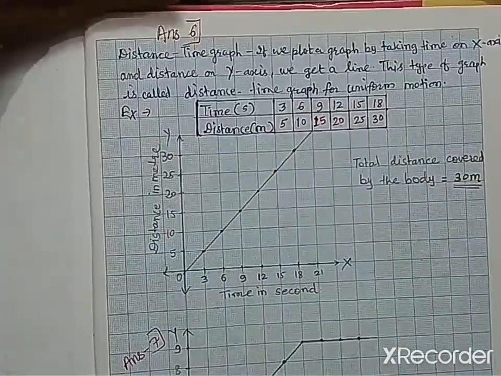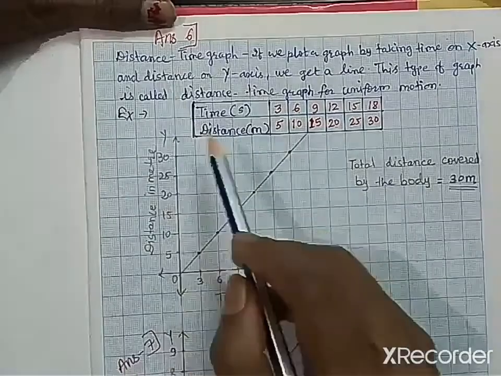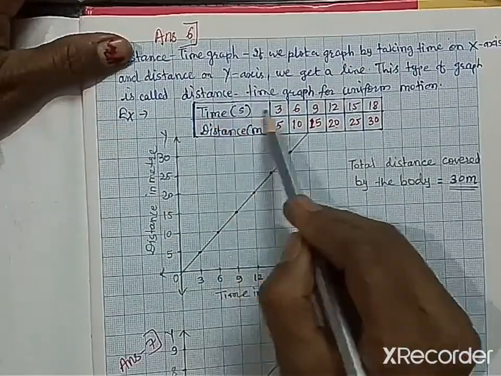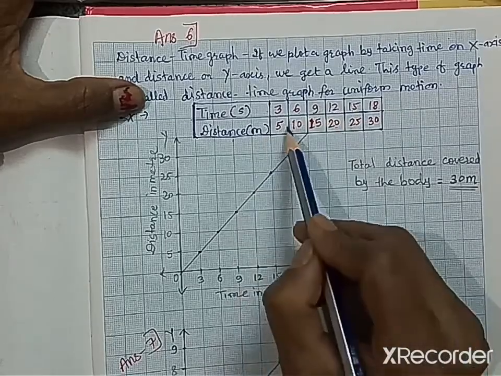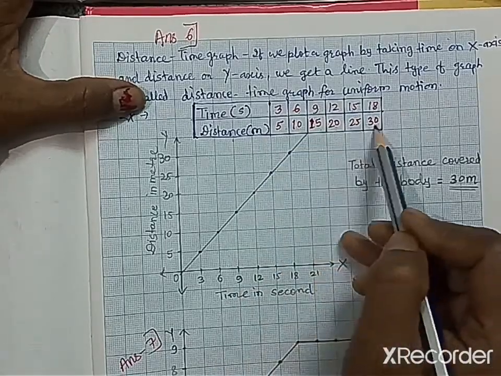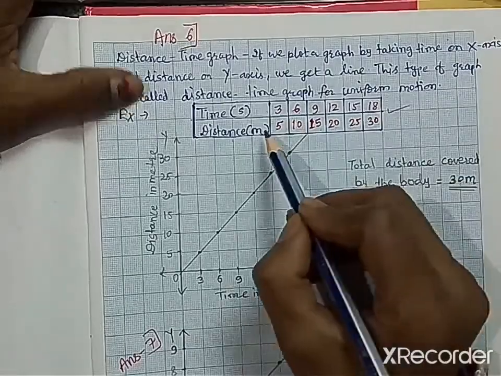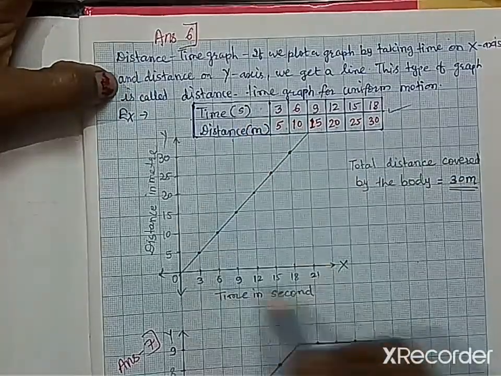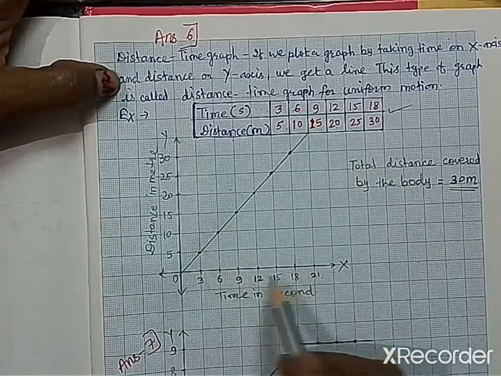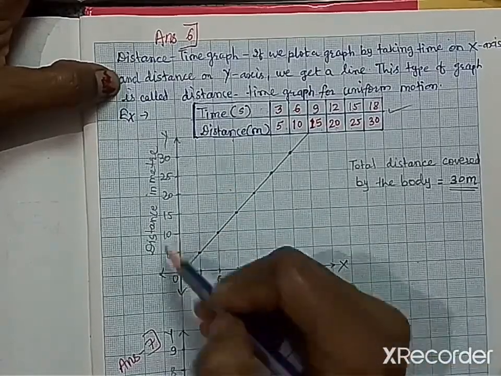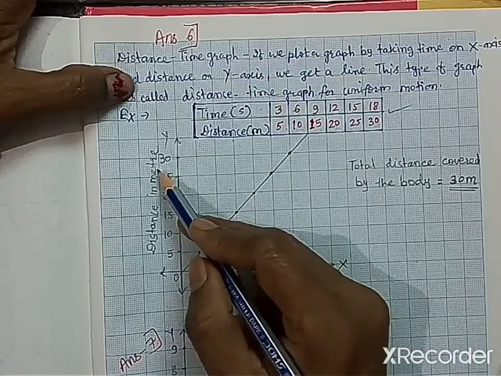So I have taken this example. Here in this example the time I have taken is 3, 6, 9, 12, 15 and 18, and distance is 5, 10, 15, 20, 25. So this is the table. From this table we can draw this graph. Okay, so this is the graph of distance time for this example. So here on x-axis time is given in second, on y-axis distance is given in meters.